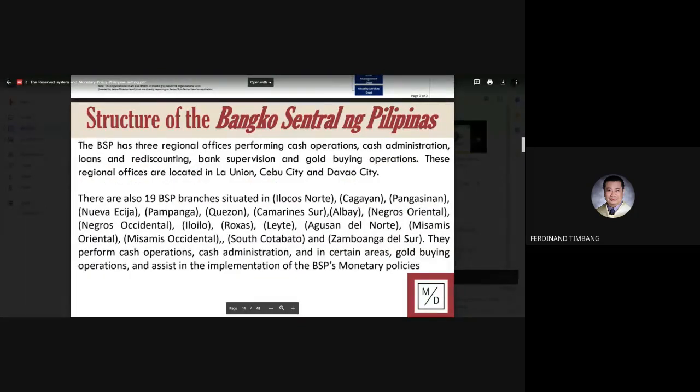So may mga regional offices daw siya. Ay, pabayaan na rin natin yan, huwag na yan, no?